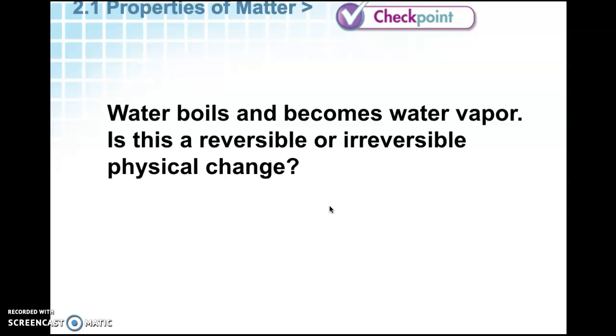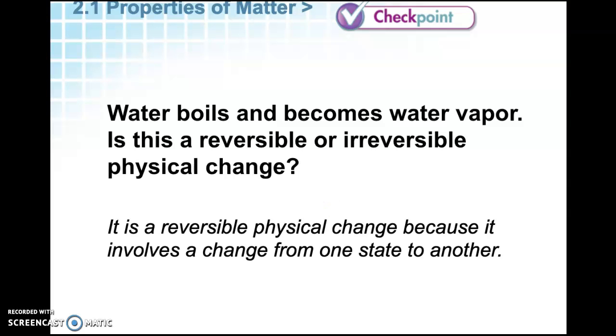Another question: water boils and becomes water vapor. Is this a reversible or irreversible physical change? If we boil, obviously, it's going to be reversible because it involves a change from one state to another.